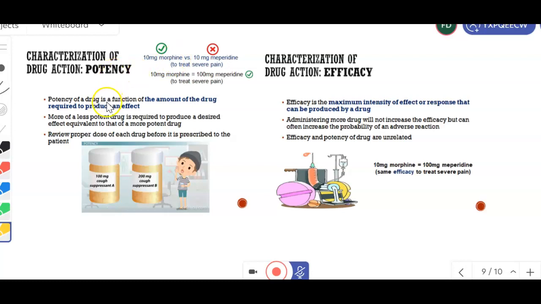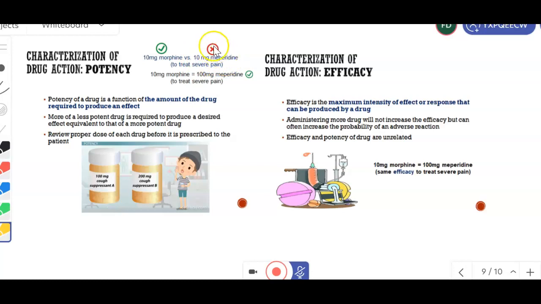Is that going to produce an effect? And yes, it is. 10 milligrams of morphine is going to work for me. I'm going to feel less pain when I take 10 milligrams of morphine. If I take 10 milligrams of meperidine, is that potent enough for me?